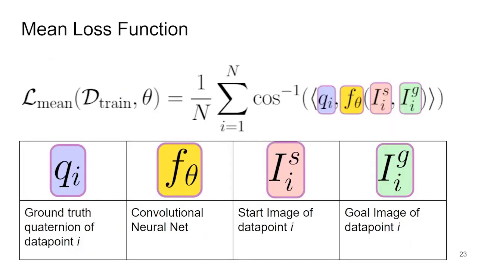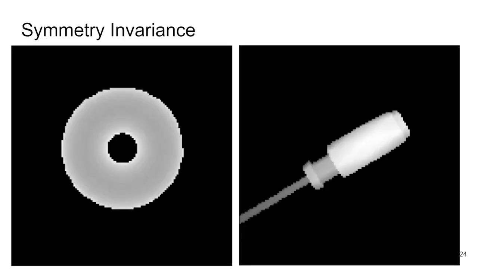We first started training the network with a mean loss function. This function penalizes the angle difference between the predicted quaternion and the ground truth quaternion. However, for objects with rotational symmetry, there can be multiple quaternions that result in the same effective final pose.